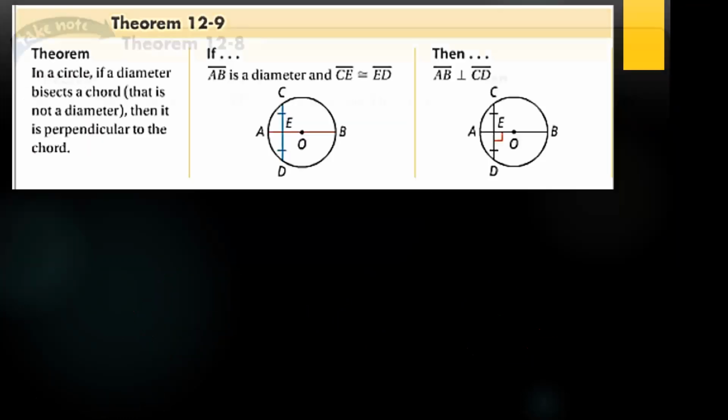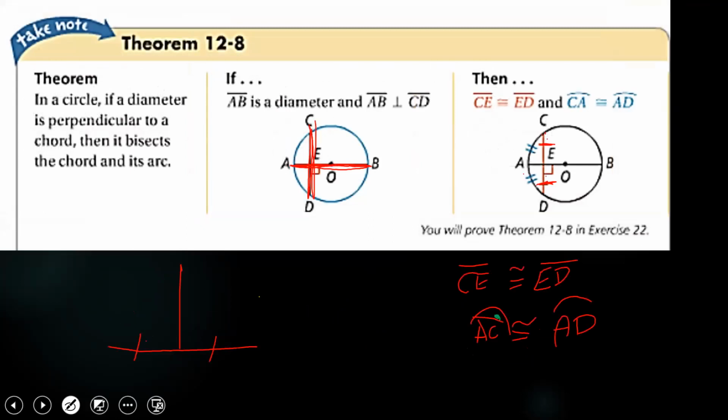So let's revise the three theorems. If AB is a diameter and CD is a chord, it will be a bisector since it is perpendicular on it. So it will bisect it, and the line segment CE is equal to the line segment ED. And it will also be a bisector of the arc, cutting the arc into two equal halves.